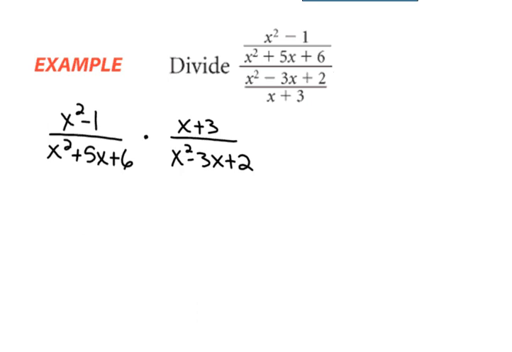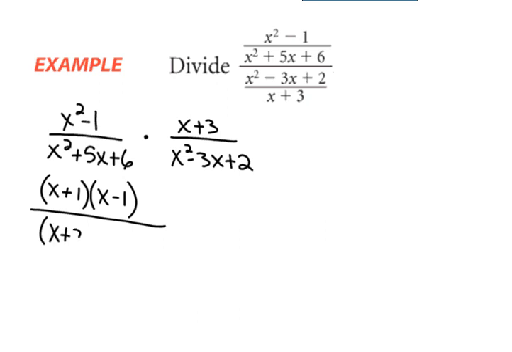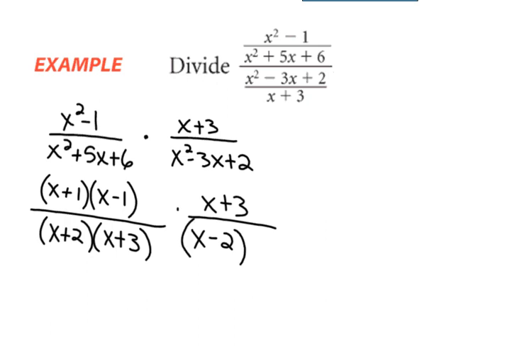Now there are a lot of quadratics in this, and we need to factor those quadratics. So x squared minus 1 factors into x plus 1, x minus 1. X squared plus 5x plus 6 factors into x plus 2 times x plus 3. Times x plus 3, we can't factor that anymore. X squared minus 3x plus 2, let's see, x minus 2 times x minus 1. So we factored all those, and the nice thing is there's going to be some canceling out here.